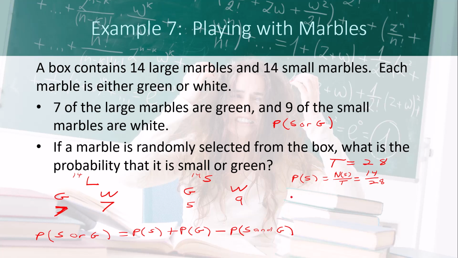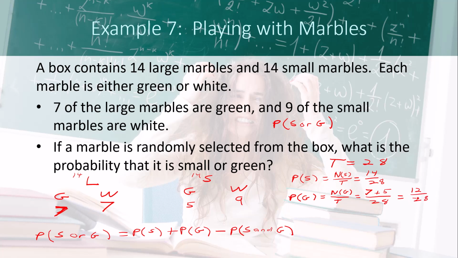The probability of drawing a green marble is going to be equal to the number of green marbles we have divided by the total. Now we have 7 large marbles that are green plus 5 small marbles that are green divided by 28. So that will be 12 over 28.